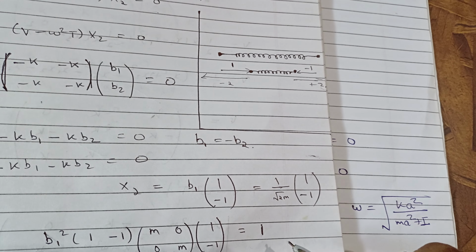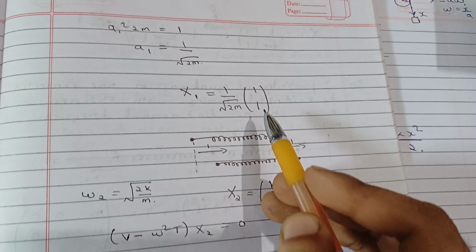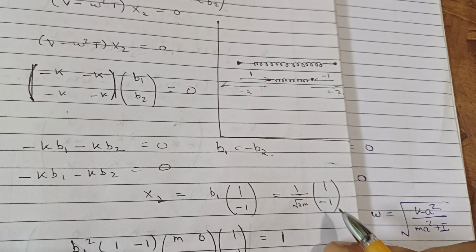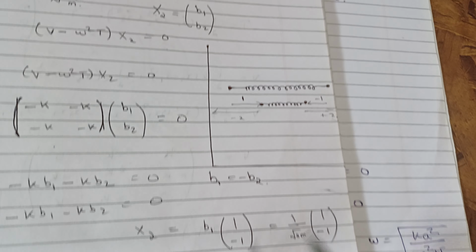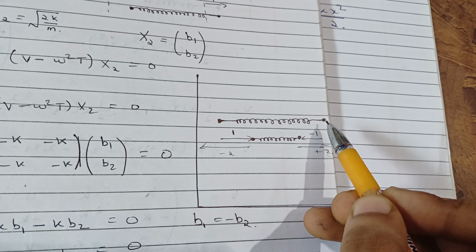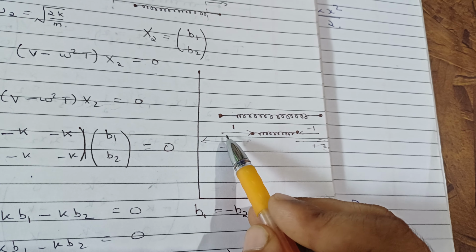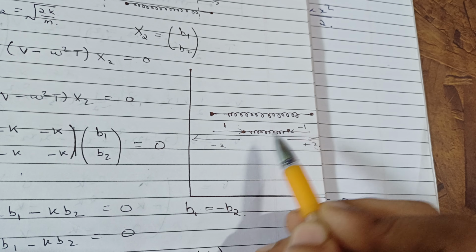Now what does this represent? See, in the first one it was the same, 1 1. Now you have 1 minus 1. So whatever motion the first particle has, the second particle will have the opposite of that. Means if the first is going this side, then the second will go this side, and if this is going this side, then this will go this side. Means this will be opposite.